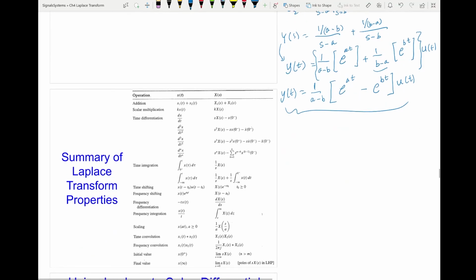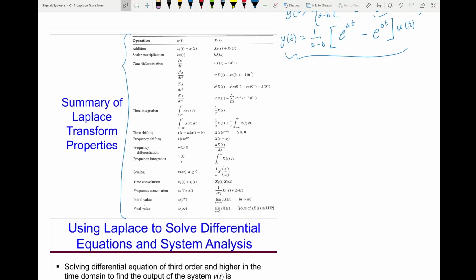Well, this is all the properties we discussed. This is the table. You can always use it to simplify system analysis or system design. Next video, we will demonstrate how we use the Laplace transform to solve differential equations and do system analysis, which is a very powerful tool. Thank you for watching and see you soon in the next video.